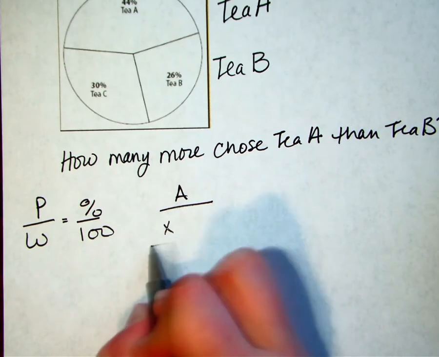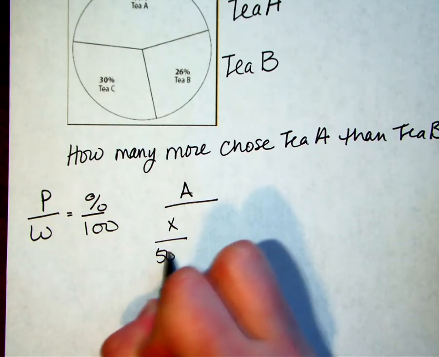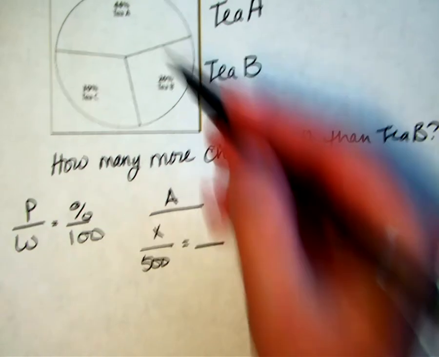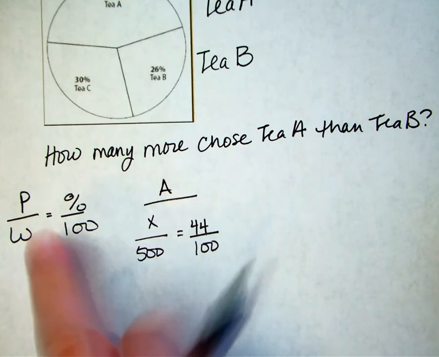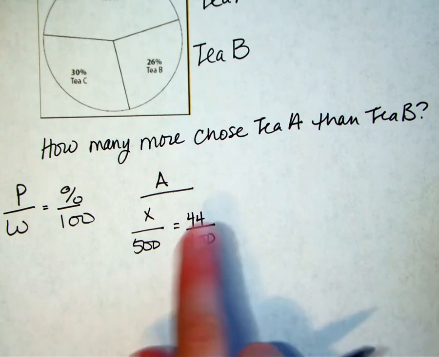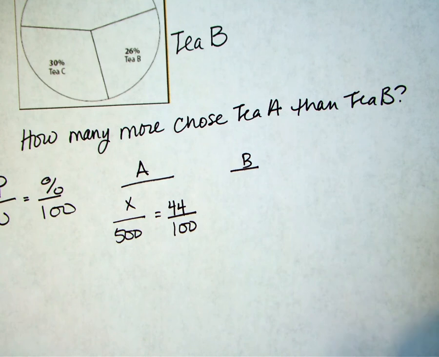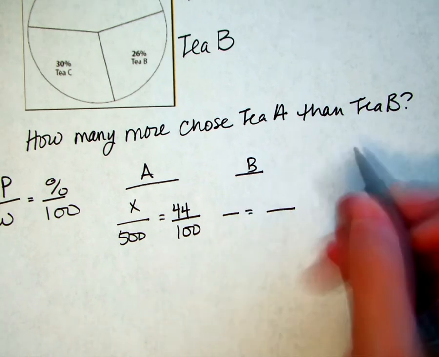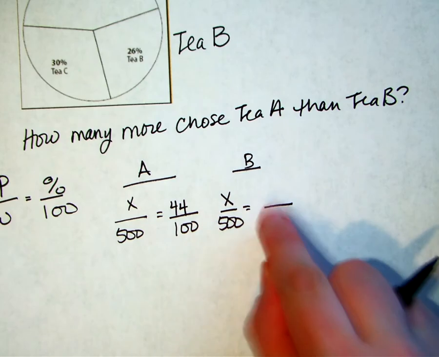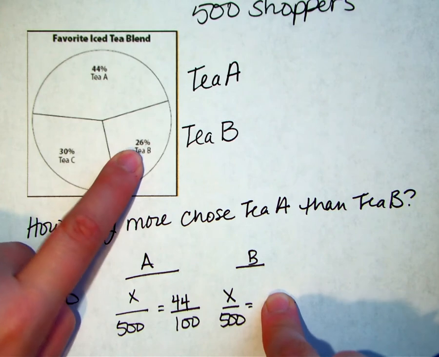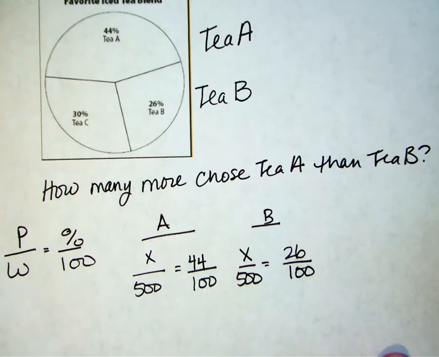So I'm going to put X over the whole, and the whole amount would be the 500 shoppers, is equal to percent, which is whatever's given to us, our 44, over 100. Remember, 100 always goes in the same spot. So that's for TA. And then TB, we're going to set it up so that we can solve them and then compare right away. So it's going to look almost the same. Our unknown is still our part over 500, except the percent for TB would be 26%. So 26 is going to go here, and 100 is going to go there.